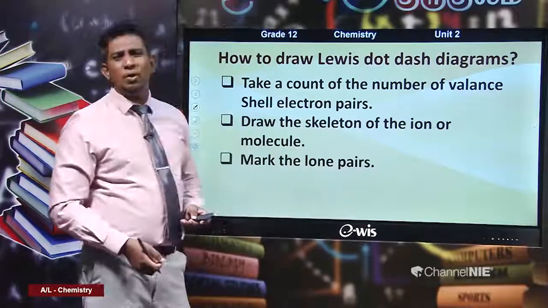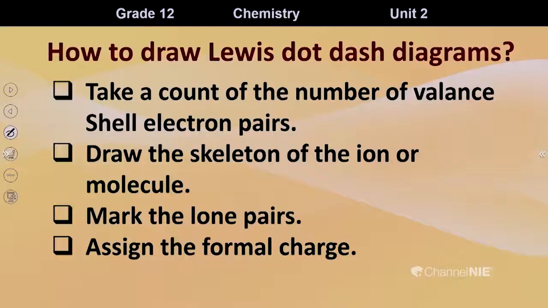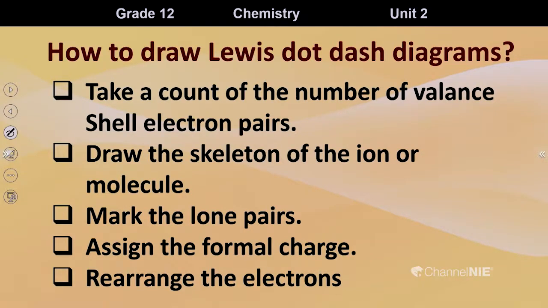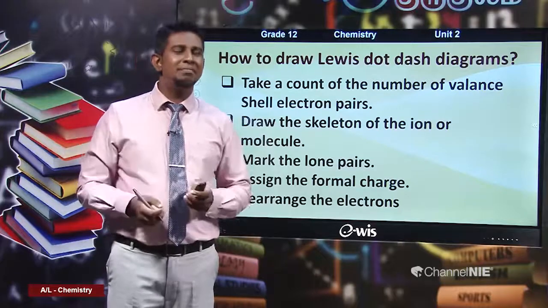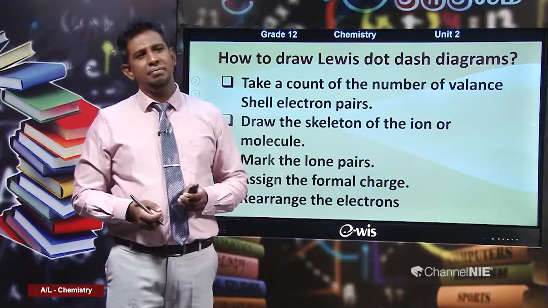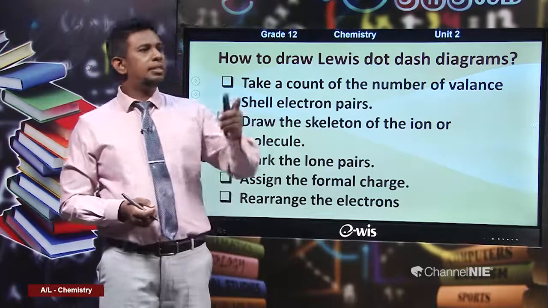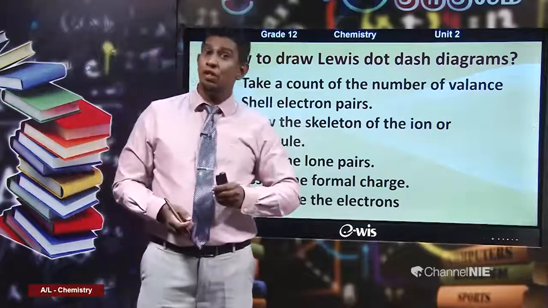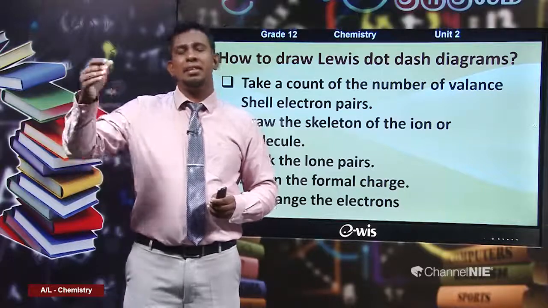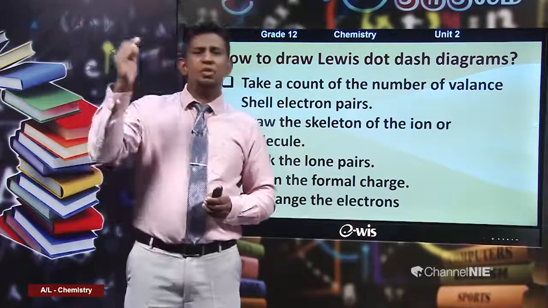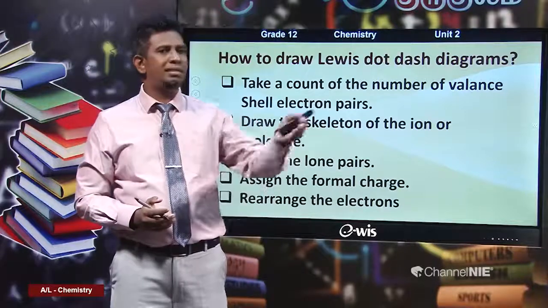Okay, students, after assigning a formal charge, you could rearrange those electrons. That's how you could draw the Lewis structure. Just imagine if it's possible for you to find it out, this also is better as a Lewis structure. Why can't we draw it in a way like this?